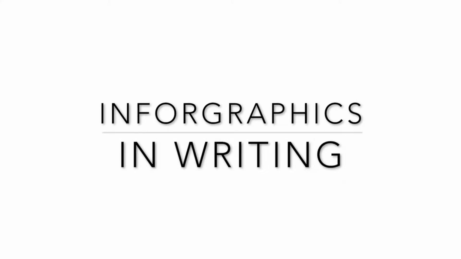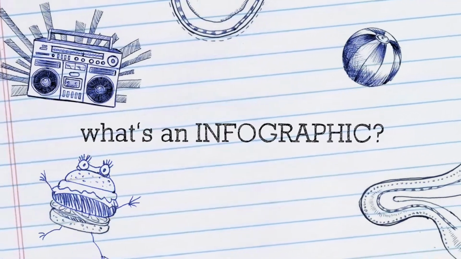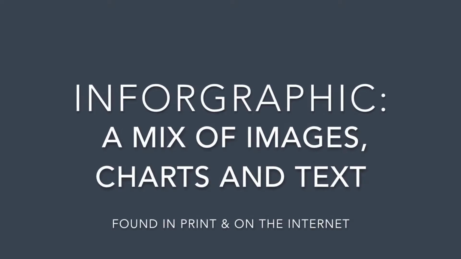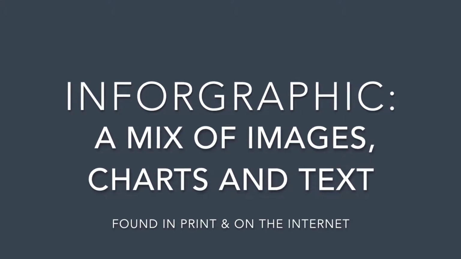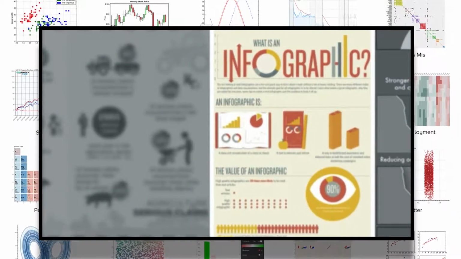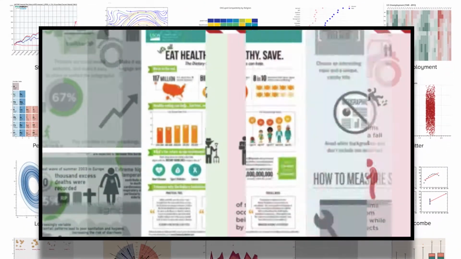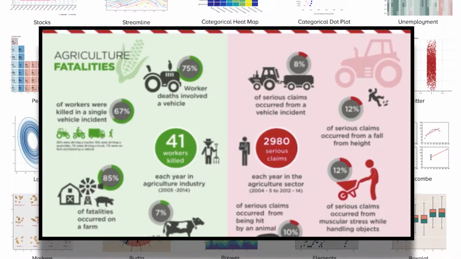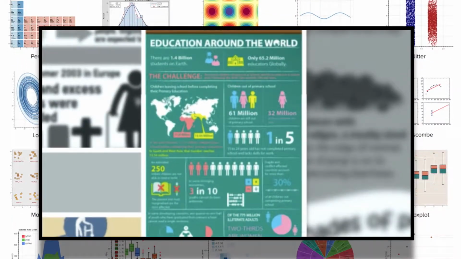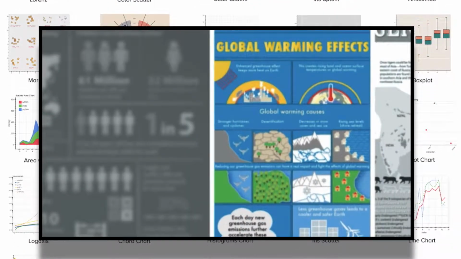Infographics in writing. What's an infographic? An infographic is a mix of images, charts, and text found in print and on the internet, and a lot of times on your phone. The cool thing is, like traditional data visualizations, there are charts and statistics, information that is numerical. But infographics add images, and they try to tell a story with those images and the numbers put together to make the information more easily digestible.